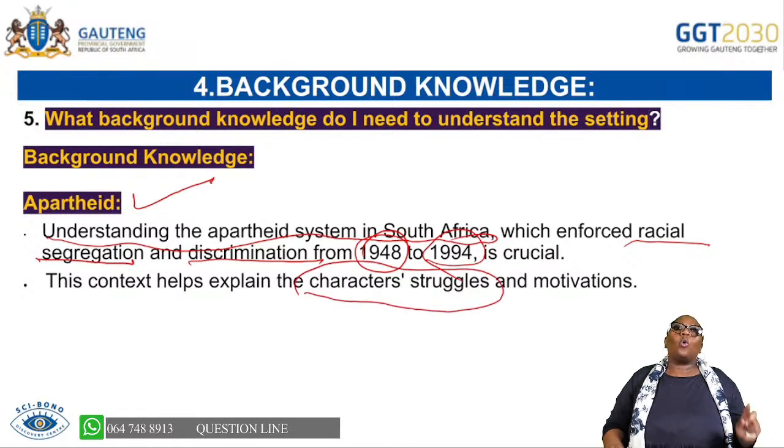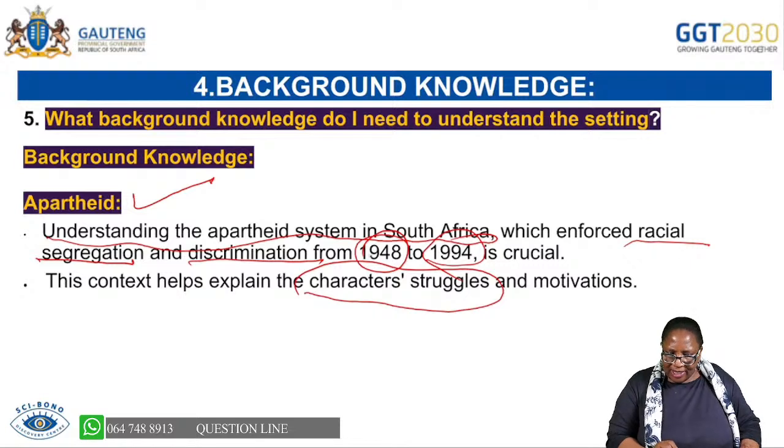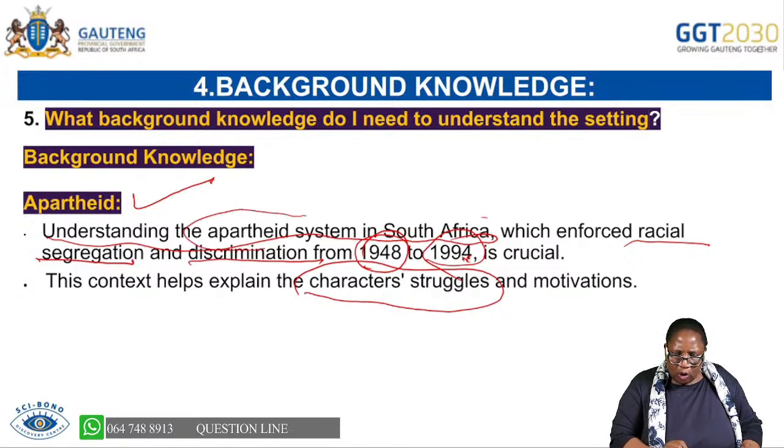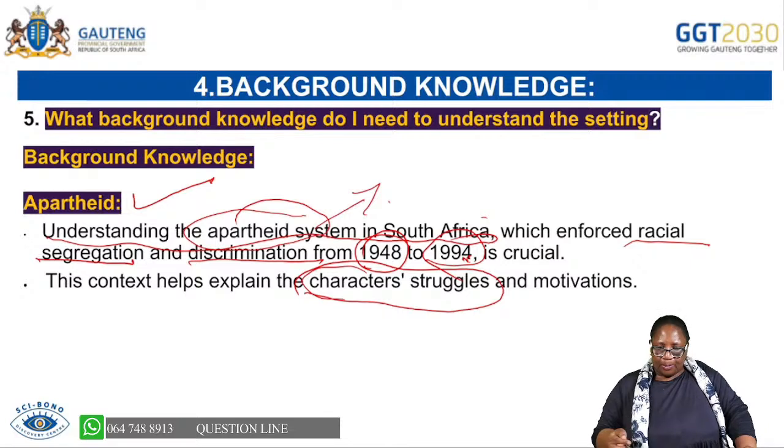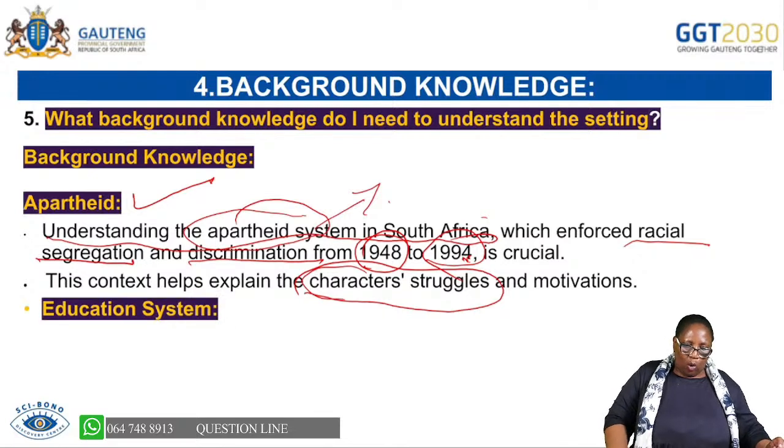If you know what happened between 1948 and 1994, where there was a lot of unhappiness in South Africa due to the apartheid system, then you will understand what the characters in this book, My Children, My Africa, are going through.